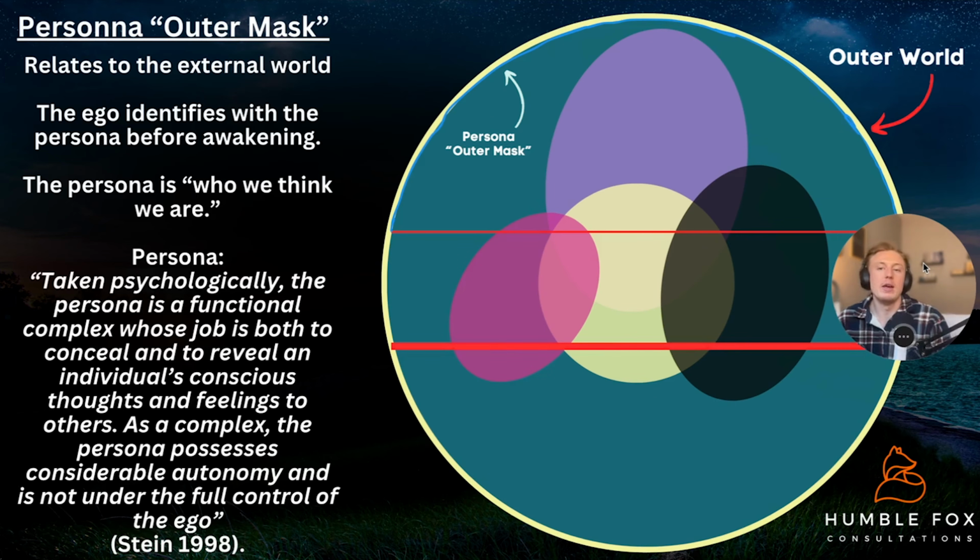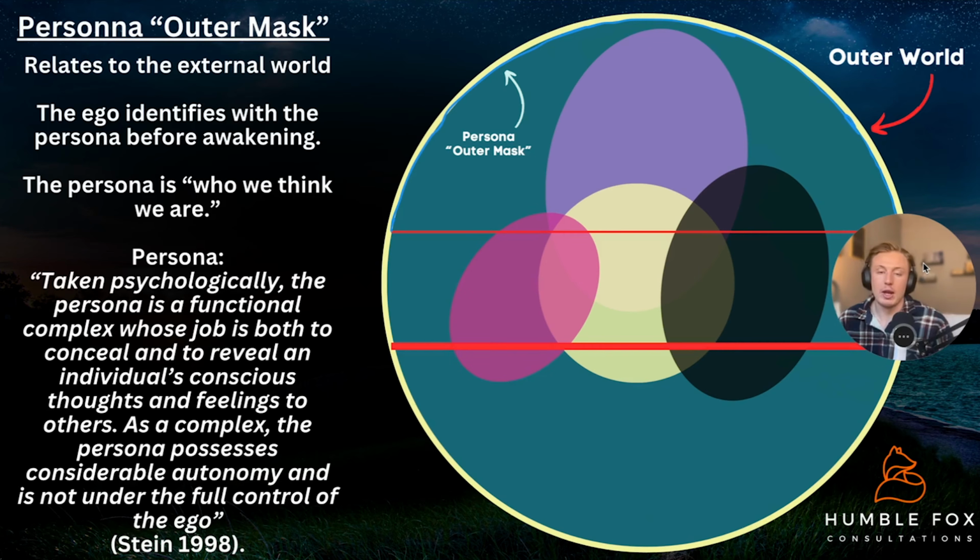And so when the ego identifies with the persona before awakening into the understanding that we are more than who we think we are, and the persona is the part of us that is who we think that we are, that is essentially what we get when we have people mentioning those comments of my ego is bad. And the ego is not necessarily a good or bad thing. We'll get to that in a moment.